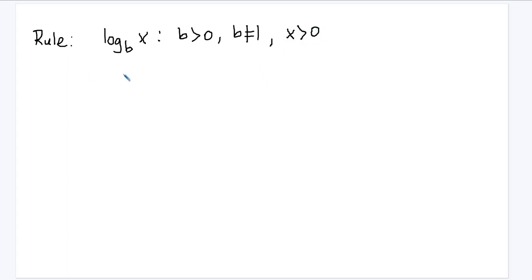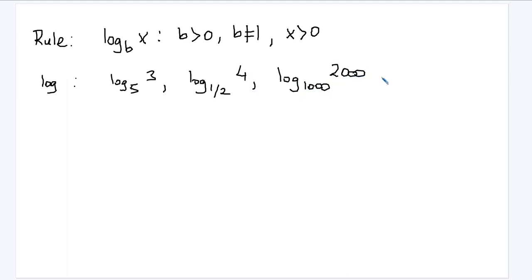So, for example, based on this definition, here are some things that we can call as log, like log base 5 of 3, like log base 1 over 2 of 4, like log base 1000 of 2000. These are all good, so you can say so because the bases are greater than 0, other than 1, and the x is also greater than 0.